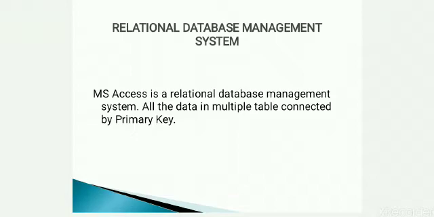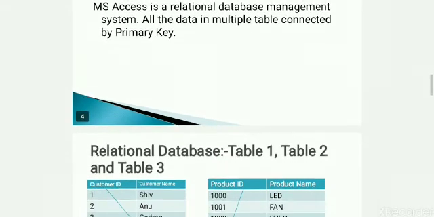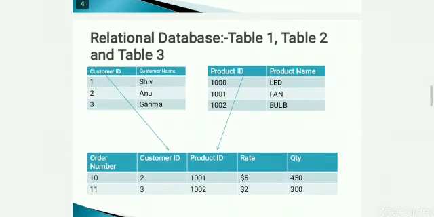Now, what is a primary key? A primary key is a field or a column with values that are unique throughout a table. Each table can only have one primary key. I guess it would not be much clear now. So let me tell you with an example, in simple terms, what is a primary key and what is a relational database management system.